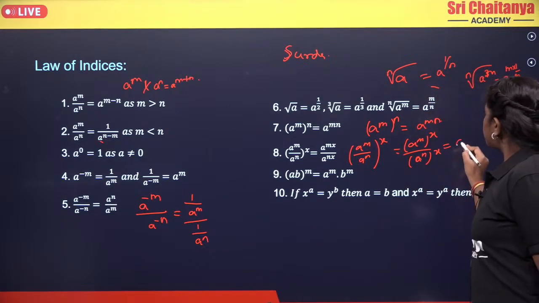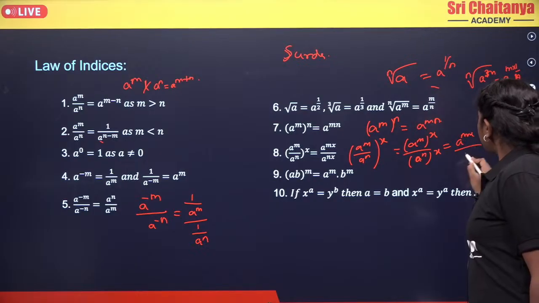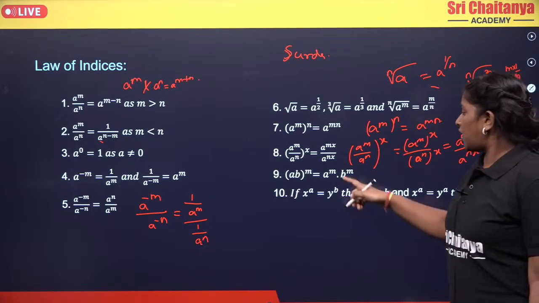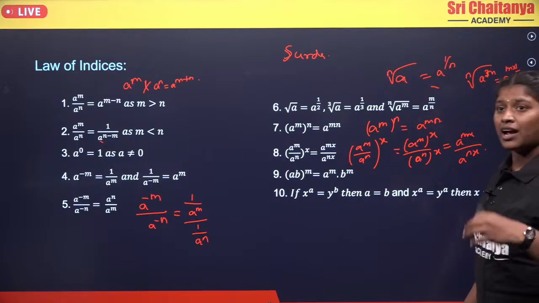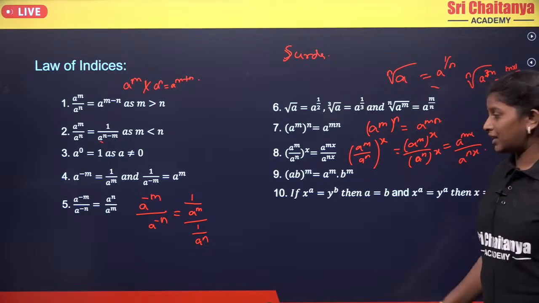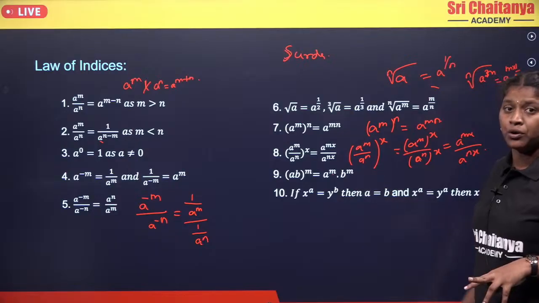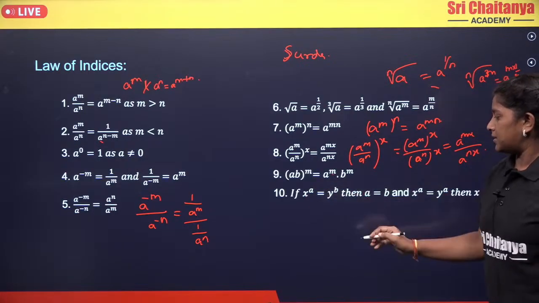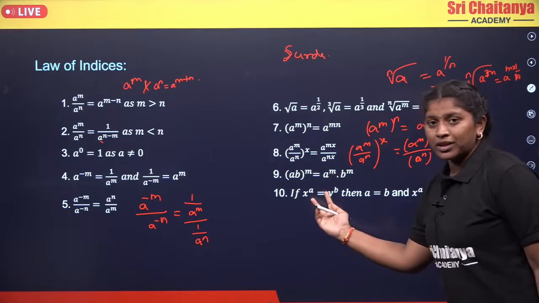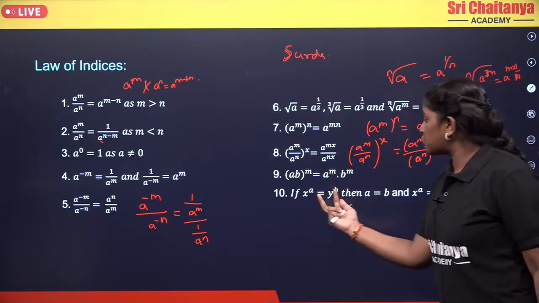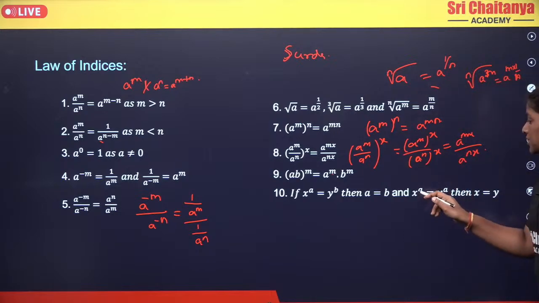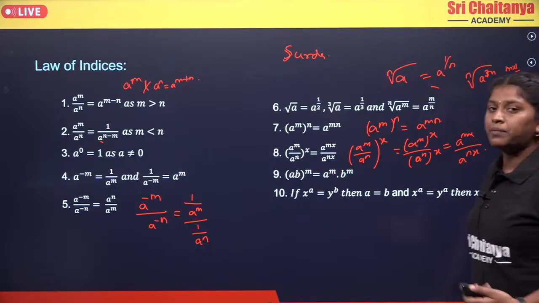Okay, and upon simplification we will get a to the power mx by a to the power nx. Clear? Now coming to the next one, if you are having a whole to the power, you can split that and write it as a to the power m into b to the power m. And if you are having two of the exponents equal, it means your bases will be equal and your powers will be equal. And if you are having the same powers, then you can equate your bases.